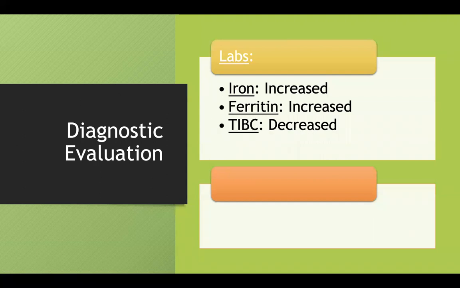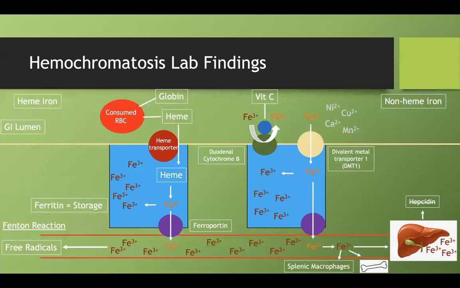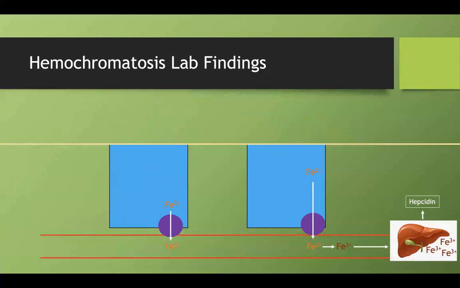Your total iron binding capacity will be decreased. This TIBC is always inverse to ferritin. I think Pathoma mentioned that one time, and it's a very helpful tip. I'm going to go over this in a pictorial representation in a moment, so keep that in mind. And our percent saturation will also be increased. So what I want to do is talk about each of those four lab values, just so everybody's on the same page as to why these lab values hold true.